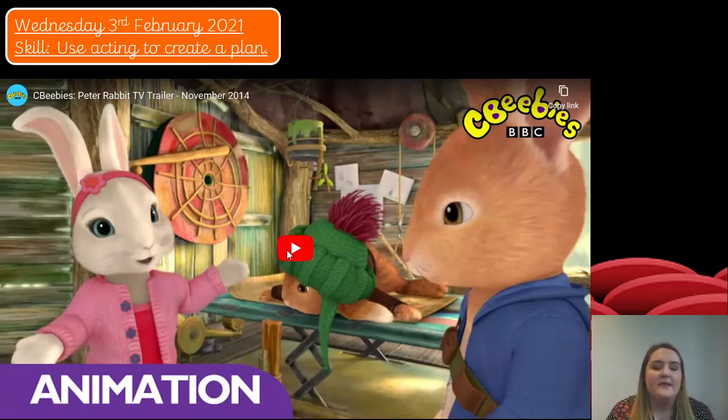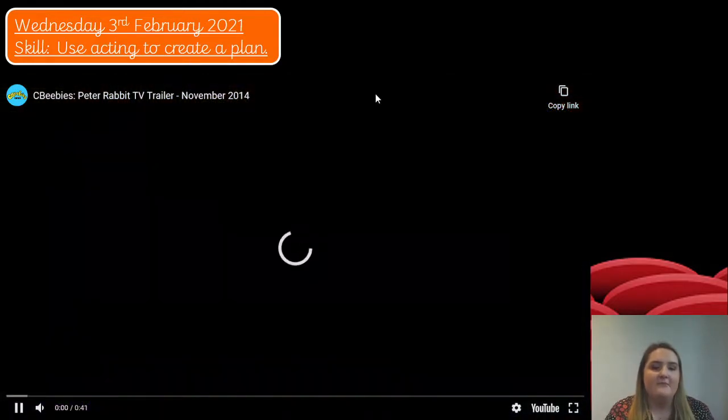So keep an eye out for the bits of the storyline and the characters that we see in Peter Rabbit.